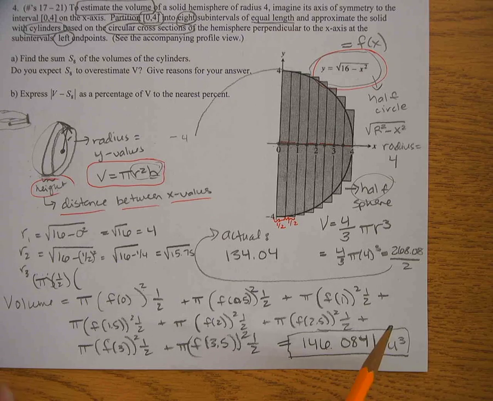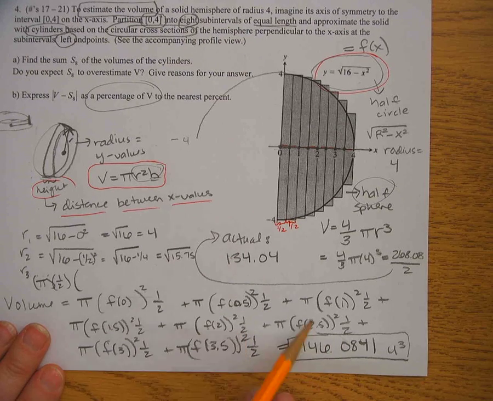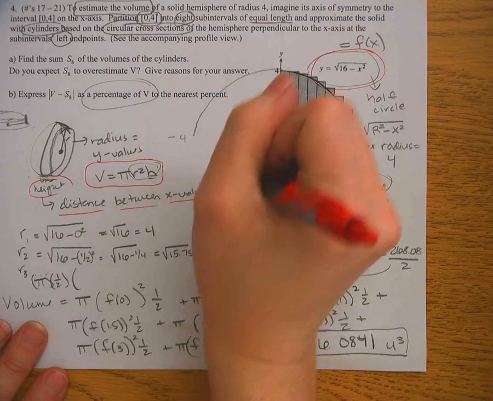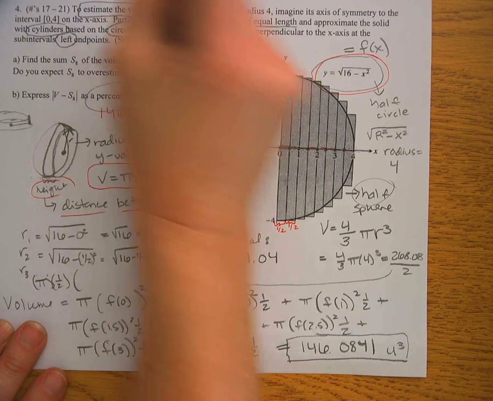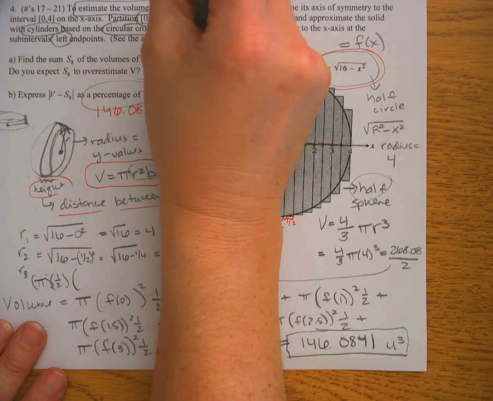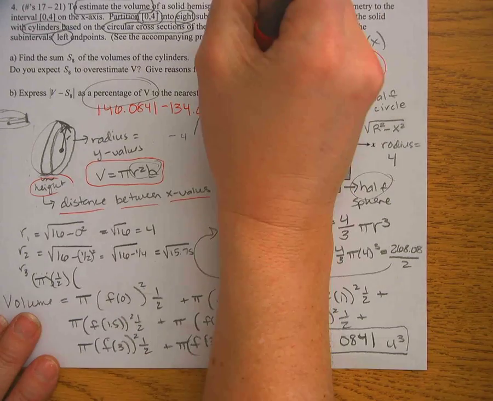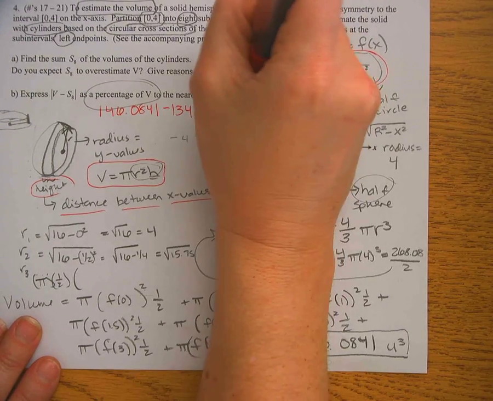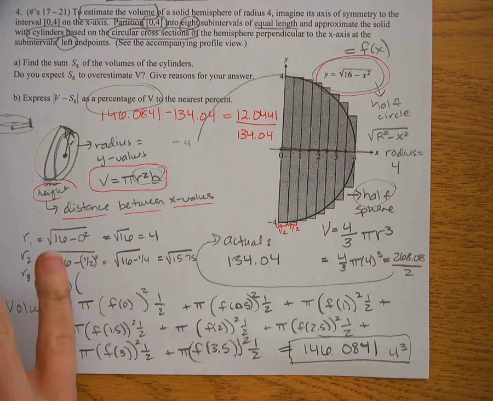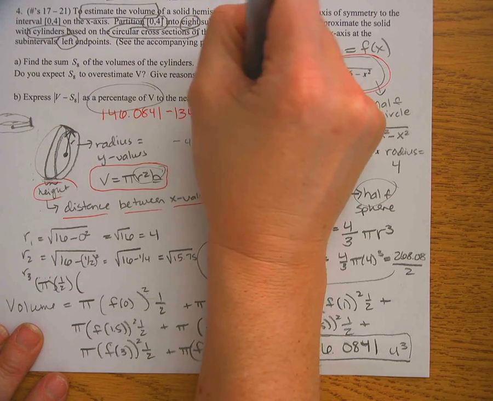And so to find the percentage of how much we were off, we would basically subtract these two. So maybe I'll do that right here. We would do 146.0841 minus 134.04. And I get 12.0441. I'm going to divide that by the actual to see how far off we were from the actual. And it turns out that we were only about 9% off.